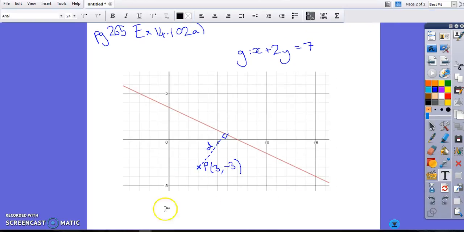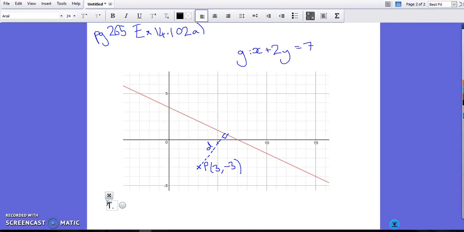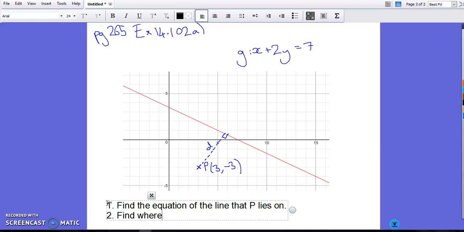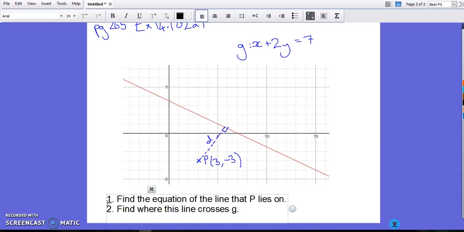And we'll do this in a couple of steps. So the first thing we'll do is find the equation of the line that P lies on. And then we'll find where this line crosses G. And finally, we'll find the distance between this point of intersection, so where our perpendicular line crosses G, and the point P. So we have 3 steps.